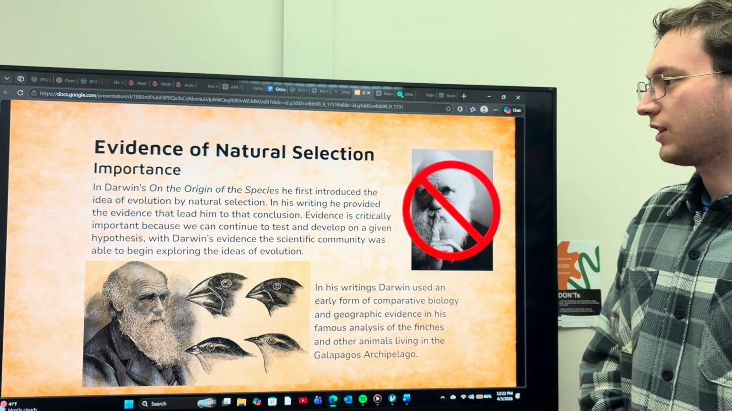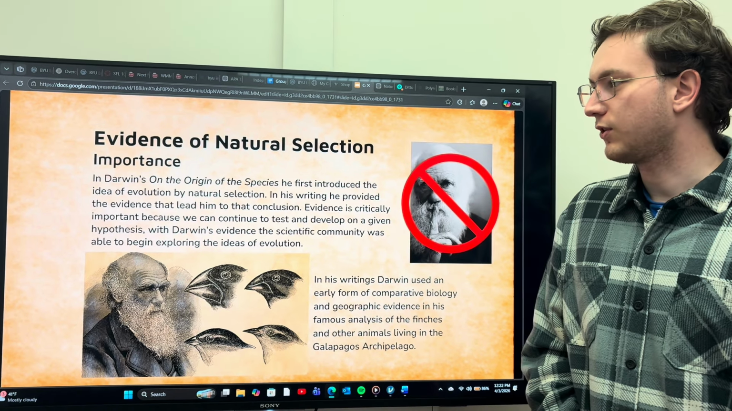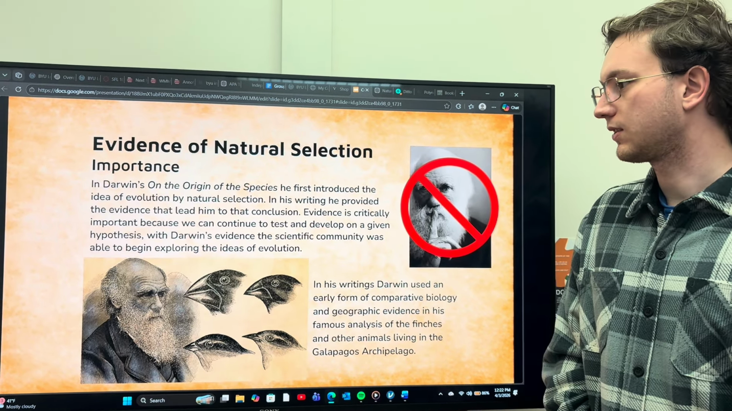The evidence for natural selection goes all the way back to when Darwin initially wrote On the Origin of Species, and he first introduced the ideas of evolution by natural selection and adaptation and everything else.